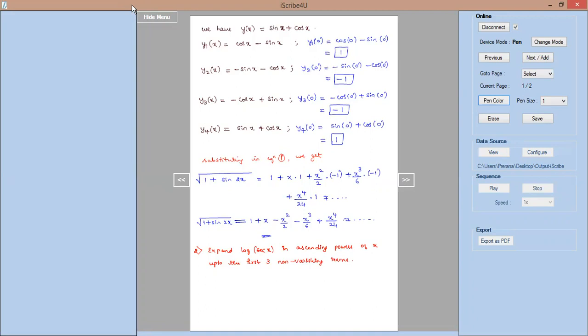So the same expression, sometimes it is asked as obtaining up to 3 non-vanishing terms. Sometimes you will be told specifically up to terms containing x power some number, say 4, 5 or 6, like that, using Maclaurin series. So we need to obtain the Maclaurin series expansion of log of secant x in ascending powers of x.